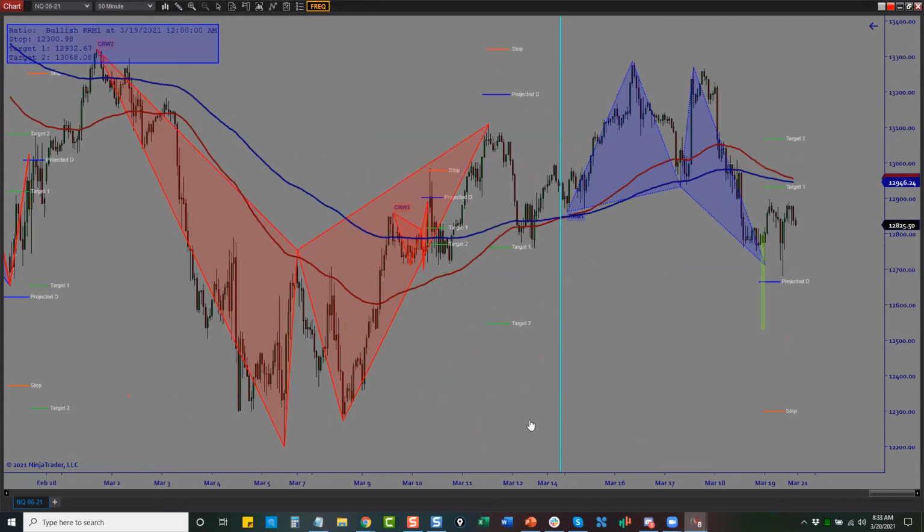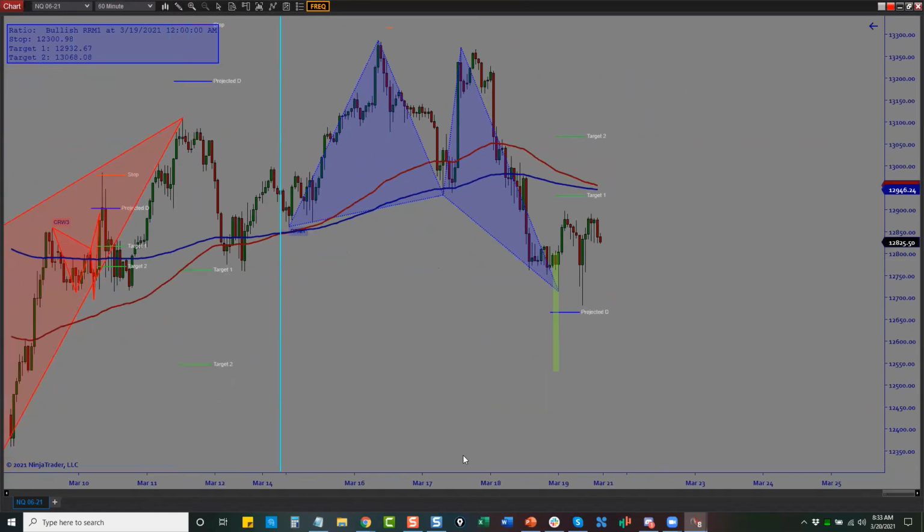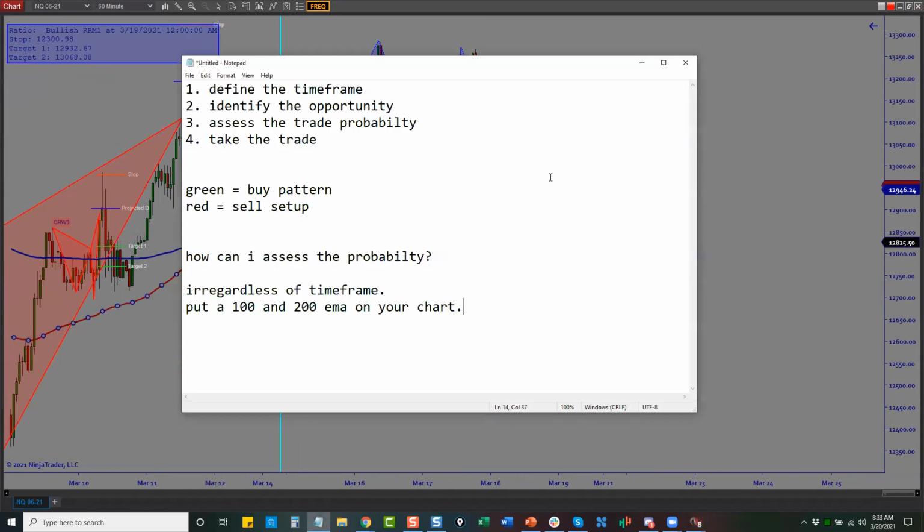So if I'm looking at this ratio right here, just to clarify, if the 100 is above, and this is just my own rules to help you filter the trades. If the 100 is greater than the 200 EMA, only buy ratios. Does everybody understand that? Very simple. If the 100 is less than the 200, only sell ratios.